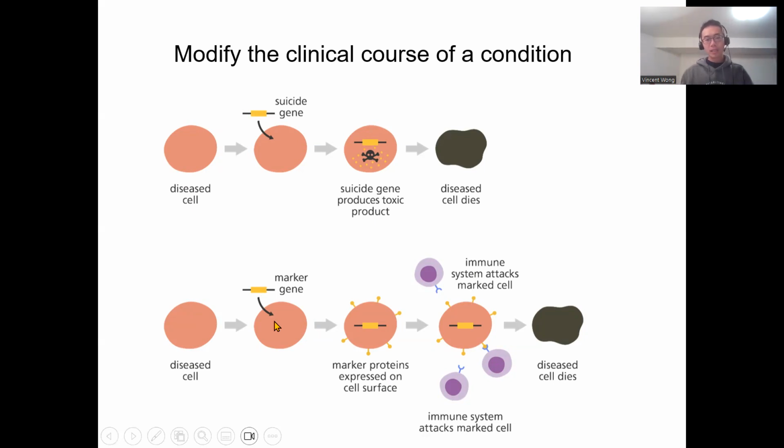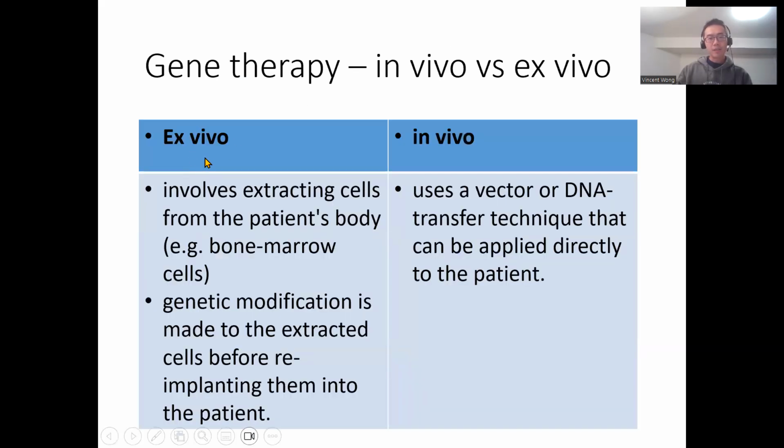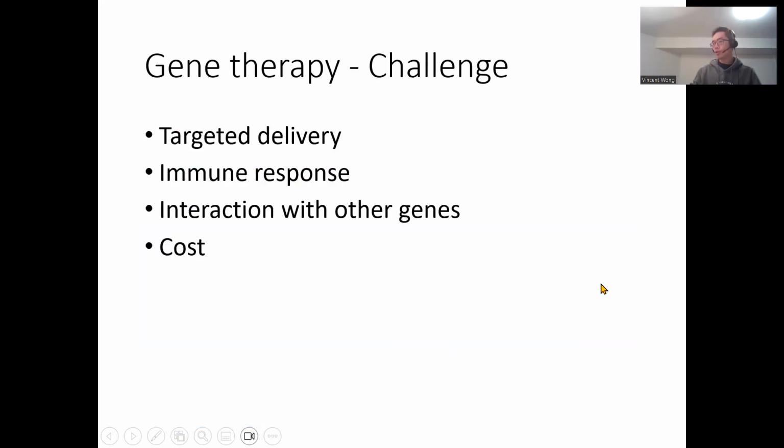And then the marker gene is going to cause the cell to put all these signals on the cell membrane, and it will attract the immune cells to come and attack them and destroy them. Okay, so those are the three goals of gene therapy. We talked about ex vivo, which is doing the modification outside of the body, and in vivo, which is doing the modification in the body.